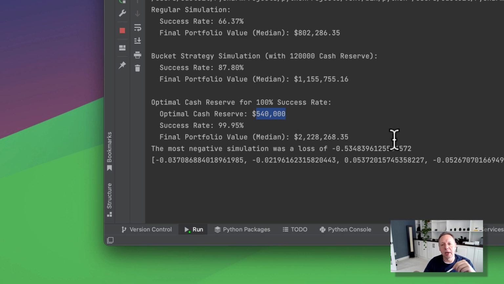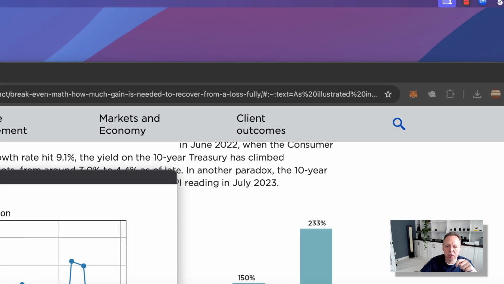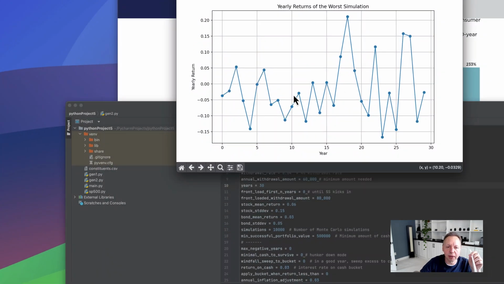And you can imagine why, because if we go back to this worst simulation of all time, 540,000 at 60,000 a year is 9 years of income. So it's 1, 2, 3, 4, 5, 6, 7, 8, 9. So it's almost the first 12 years of negative returns you've taken out, while allowing some growth of your portfolio in the meantime as well. So that's how you can get to your 100% certainty.